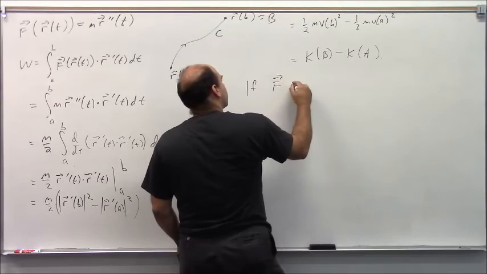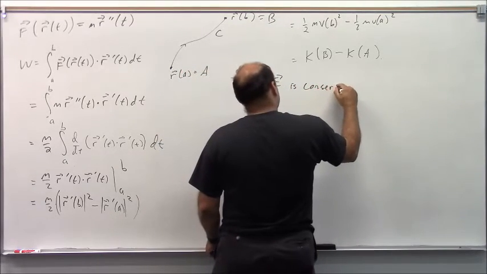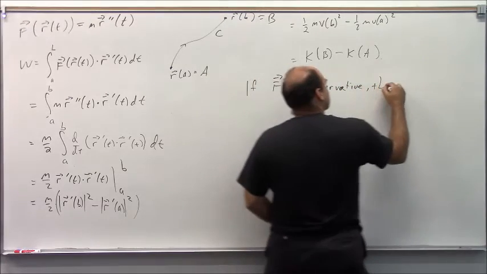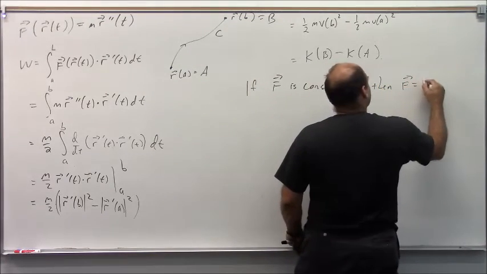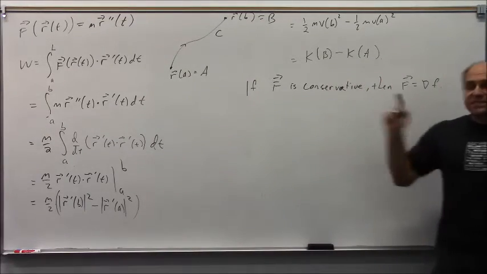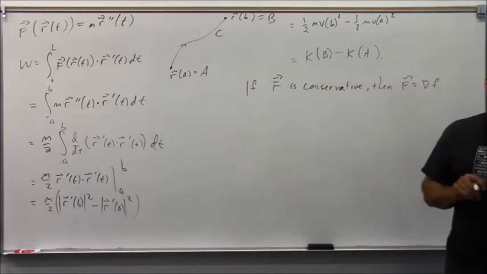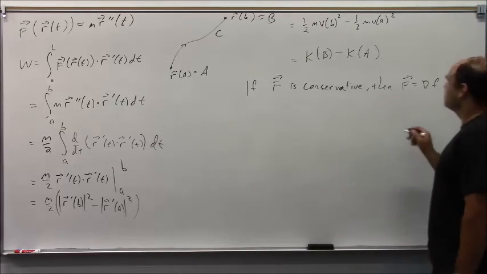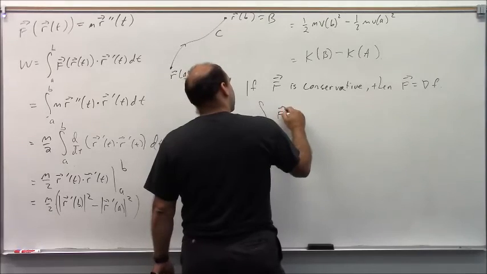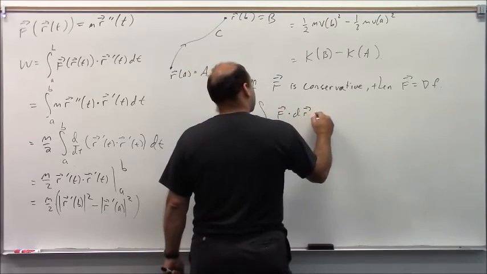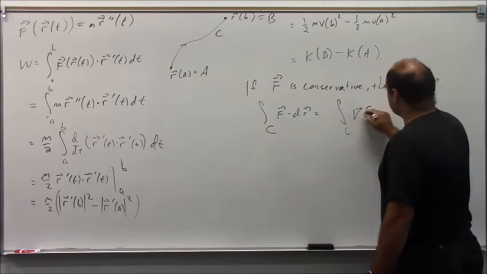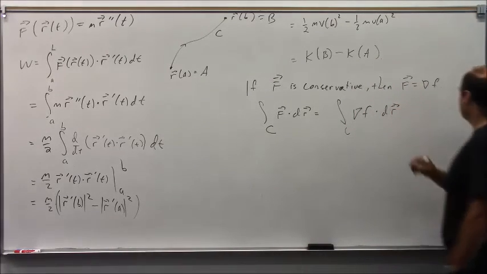If f is conservative, then it looks like the gradient of some function little f. And I can compute the same path integral by applying the fundamental theorem for line integrals. So my path integral over C of f dot dr is going to equal the path integral over C of the gradient of little f dot dr.